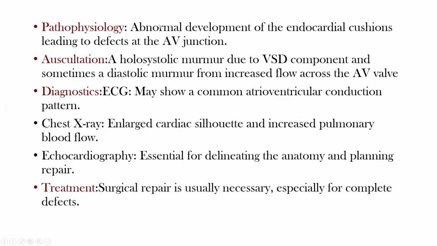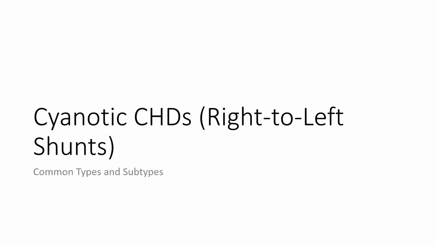For the pathophysiology, we have abnormal development of the endocardial cushions leading to a defect in the AV junction. In the auscultation, we will hear a holosystolic murmur, which is the same sound that we'll hear in the ventricular septal defect. In the ECG, we will see a common atrioventricular conduction pattern. So actually, we will go to the echocardiography, which is important in knowing the anatomy and the type of it, then planning the repair. The treatment is usually surgical repair, which is necessary in some cases.